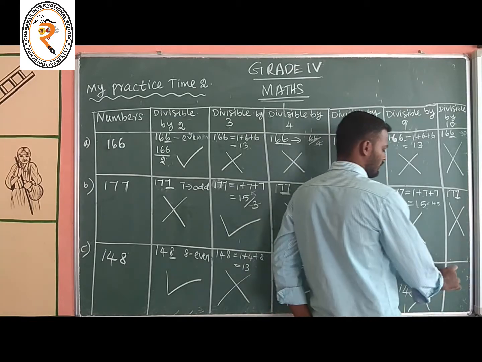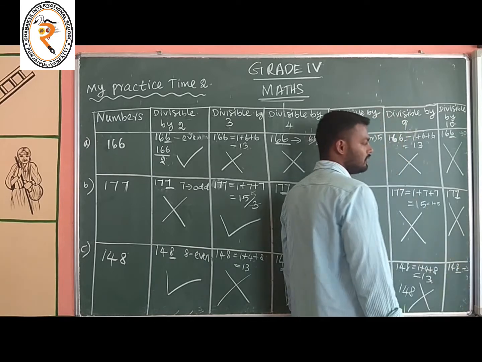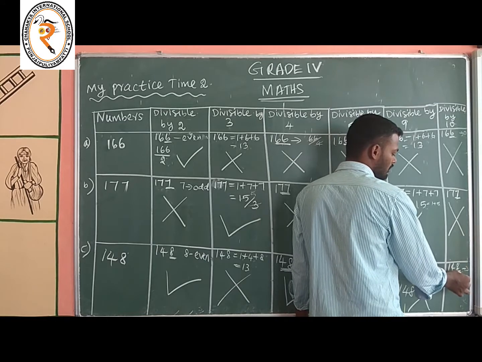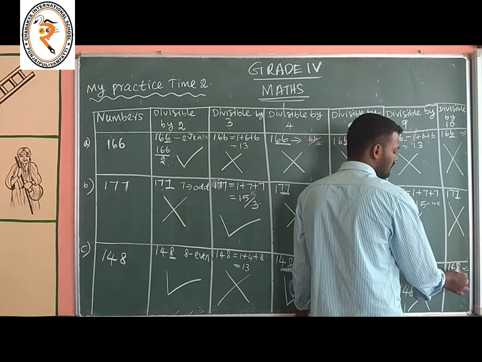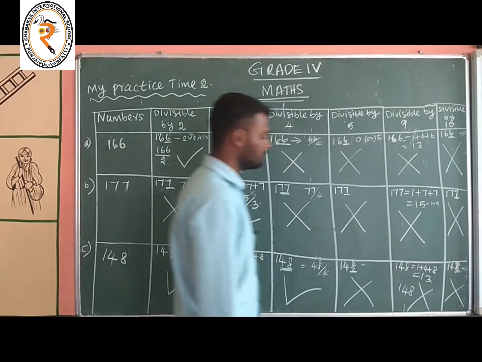Next one is 148. If the last unit digit is 0, the number is divisible by 10. Here the last digit is 8, not 0. Therefore 148 is not divisible by 10.